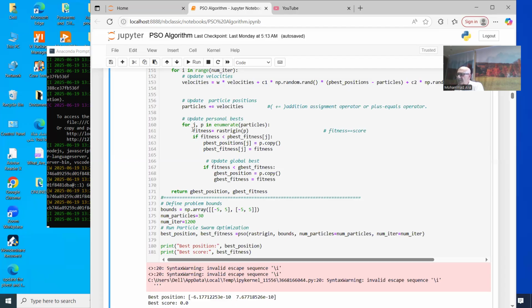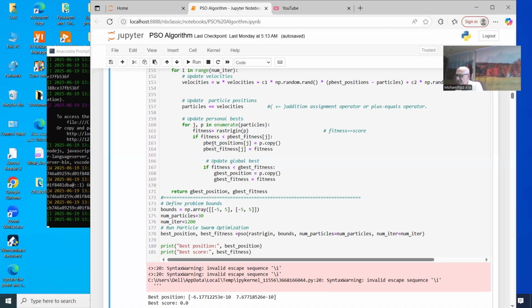We create here 2 nested loops, one of them for the positions of the particles, and this is the iterations. We shall use the fitness. The fitness, as you know, is the Rastrigin function with the particles positions substituted here. So we get a value called the fitness for each particle.